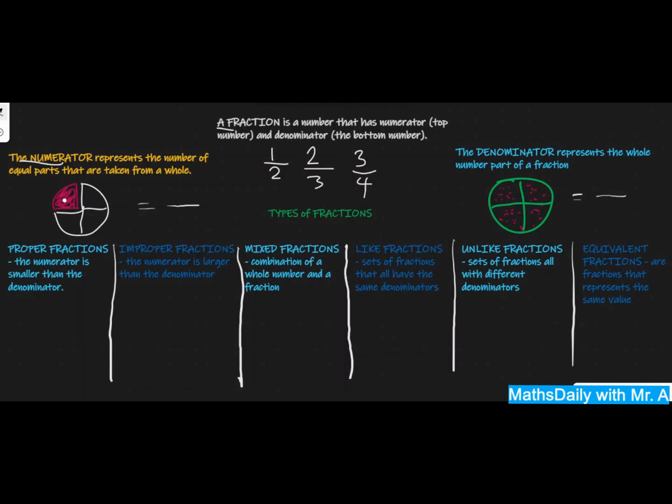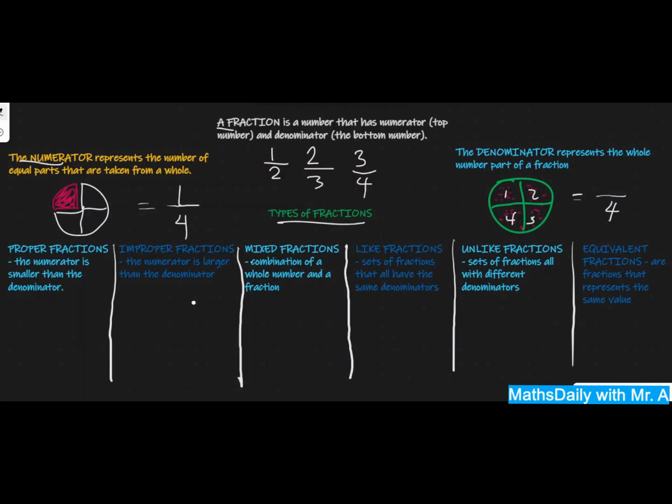This part that is taken represents the numerator, which is 1, while the denominator represents the whole number of parts of a fraction. In this example, the pizza is divided into 4 equal parts, 1, 2, 3, 4. This represents the denominator, which is 4. The relationship between each denominator and numerator determines what kind of fraction it is. Let's take a look at the different types of fractions.